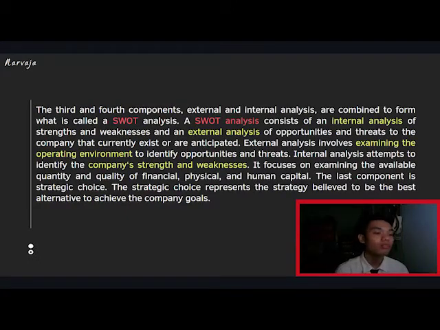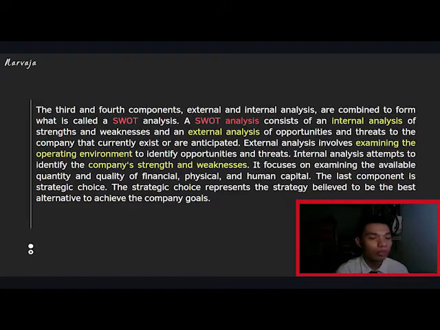The third and fourth components, external and internal analysis, are combined to form what is called SWOT analysis. A SWOT analysis consists of an internal analysis of the strengths and weaknesses and an external analysis of opportunities and threats to the company that currently exist or are anticipated. External analysis involves examining the operating environment to identify opportunities and threats. Internal analysis attempts to identify the company's strengths and weaknesses. It focuses on examining the available quantity and quality of financial, physical, and human capital.